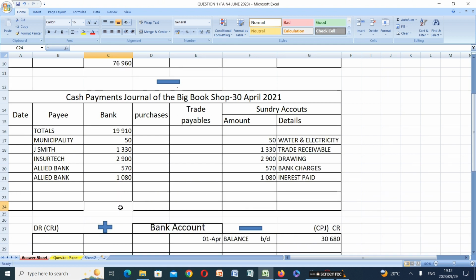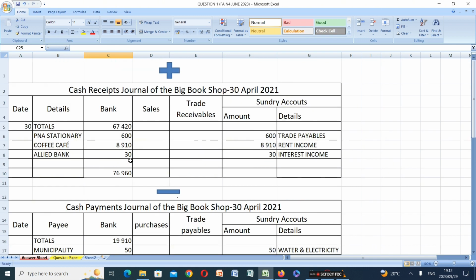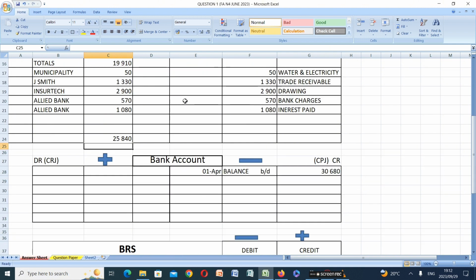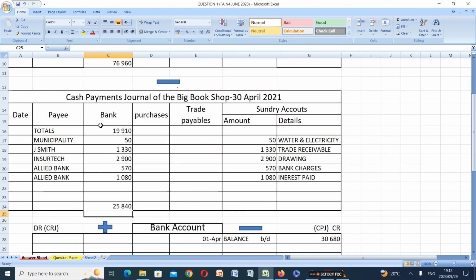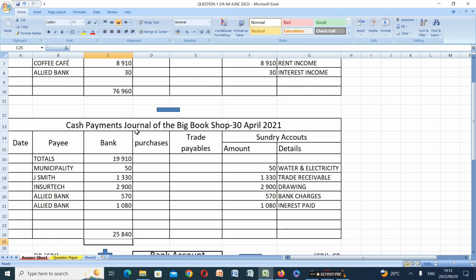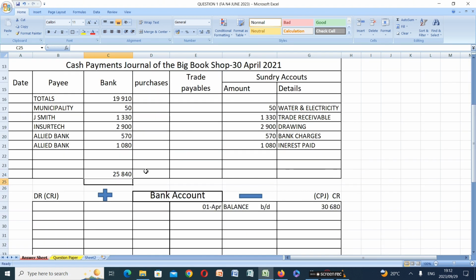And then we need to get the total also for the cash payments, which is equal to sum, brackets, and then we add everything here. You can use your calculator if you feel that these amounts are wrong. Please calculate with your calculator to check if everything is correct. But trust me, it is correct. So we're done with our CRJ, our CPJ also we are done.